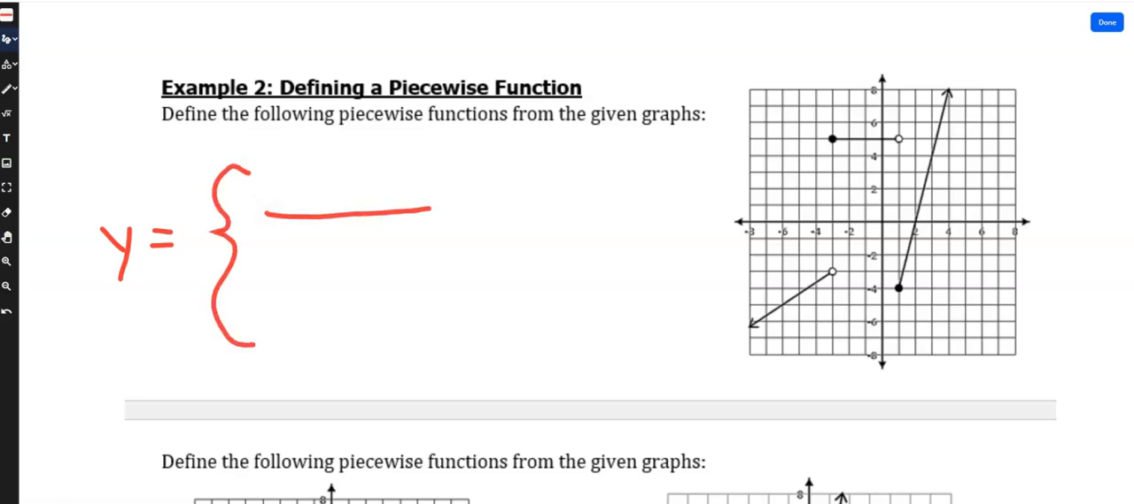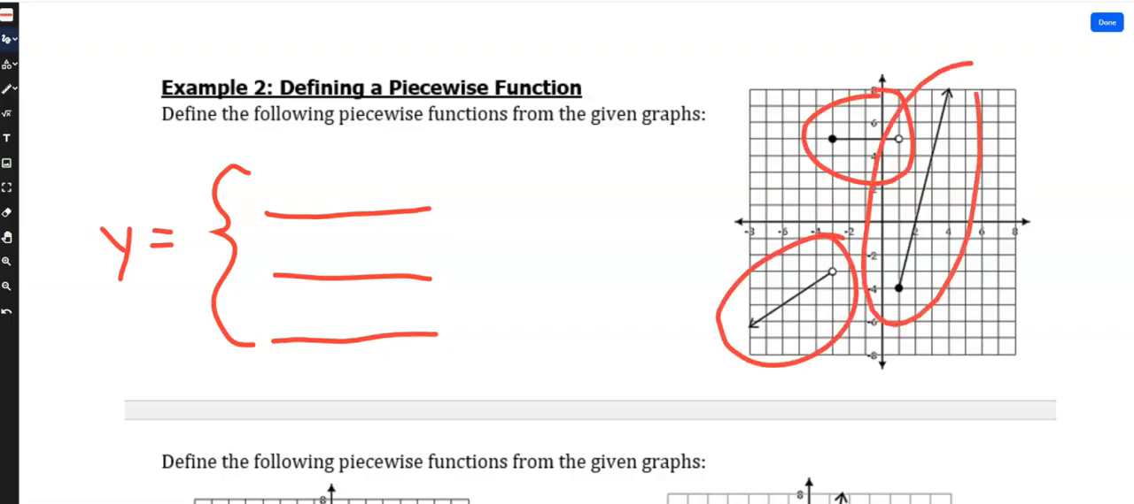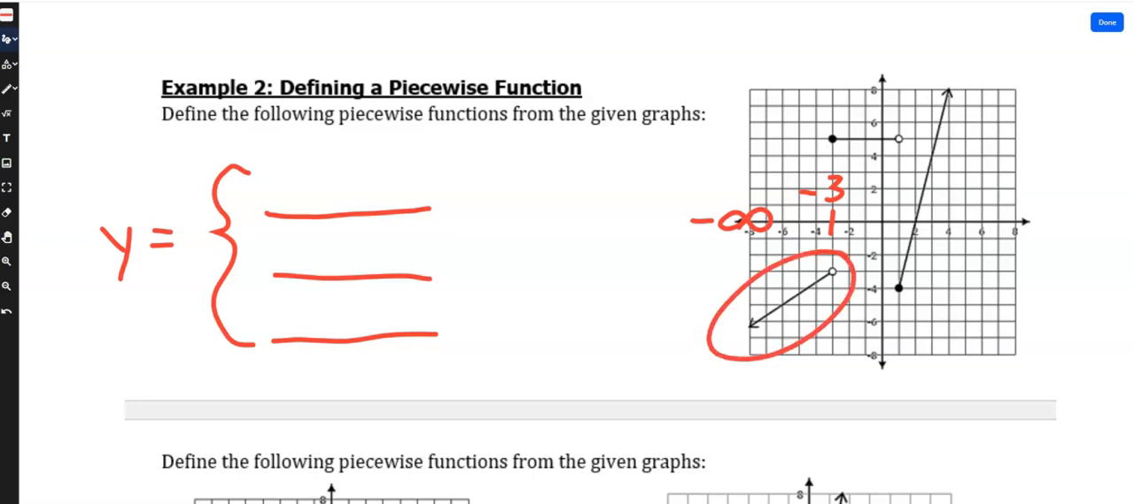So in this case, we're going to have 3 pieces. One for this part, one for this part, and one for that part. Now, I want you to notice, let's talk about the interval. For instance, this goes from negative infinity over here to -3. So when you write the interval that goes with the equation for that very first line, I want you to put negative infinity to -3. Now, because that's an open circle, that's got to be a parenthesis.